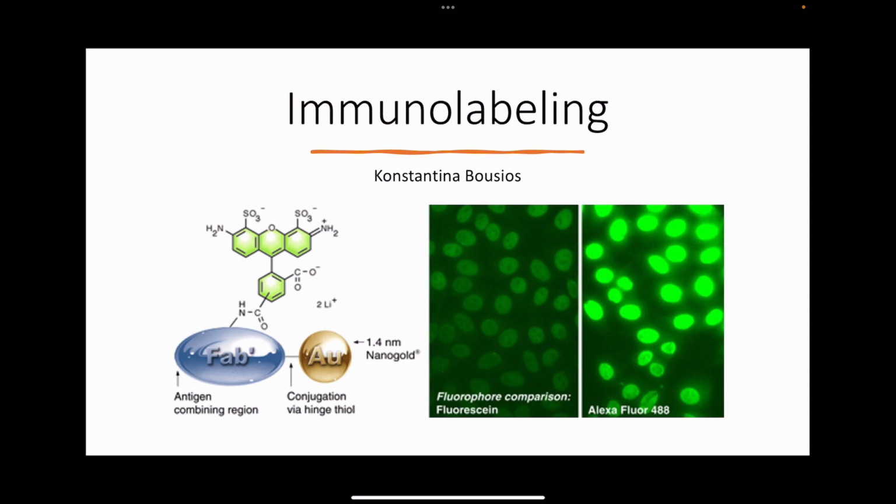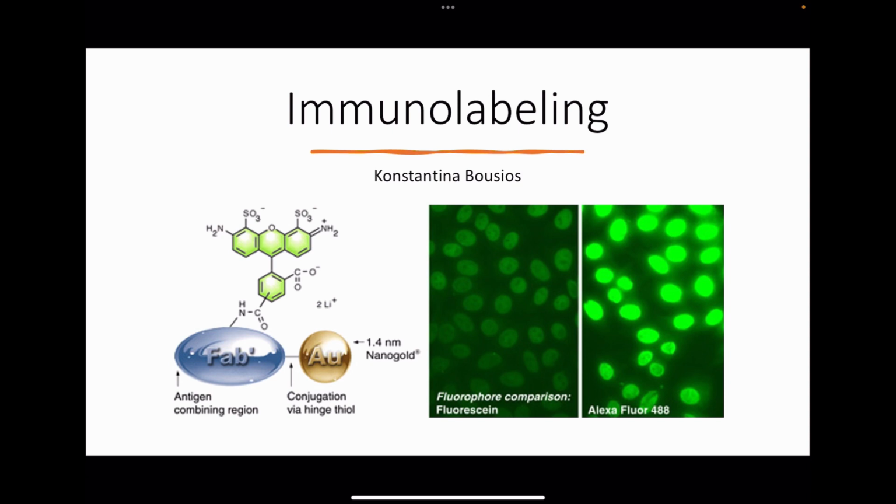Down at the bottom right, we see two side-by-side pictures of a tissue that has been immunolabeled with different labeling agents. In this case, we are using nanogold and then a control. The control is on the left, the nanogold is on the right. We can see this picture is comparing the strength of the two signals by how bright the antigens are shining.